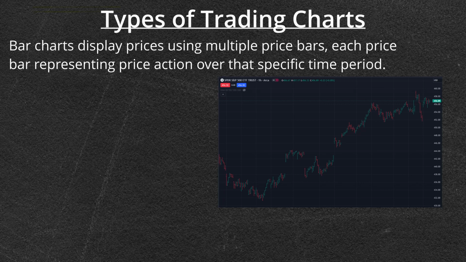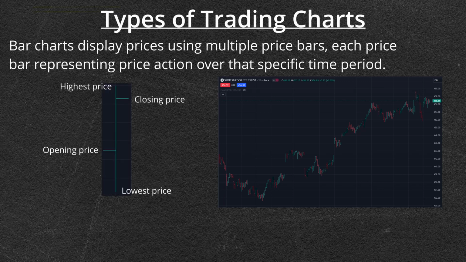A bar chart displays price using multiple price bars, with each bar representing how the price of a security moves over that specific time period. Each bar typically shows the open, low, high, and closing prices. The vertical line tells us the high and low prices for that period, and the small horizontal lines tell us the opening and closing prices, with the left horizontal line reflecting the opening price of that bar and the right line reflecting the closing price of that bar.